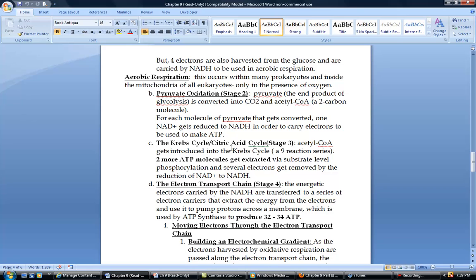So, beginning of that cycle, acetyl-CoA, which remember is the result of pyruvate oxidation, is going in, and 2 more ATP molecules are going to get created. They're going to happen through that substrate level phosphorylation, so just like that first stage we talked about. And several electrons are getting removed by the reduction of NAD+ to NADH. Okay, now we're going to go on to stage 4. Stage 4 is a little bit more involved, so I'm going to stop here, and then the next video will start up right at this point.